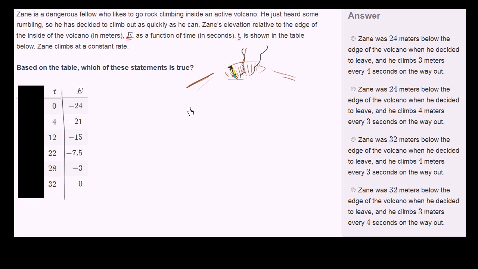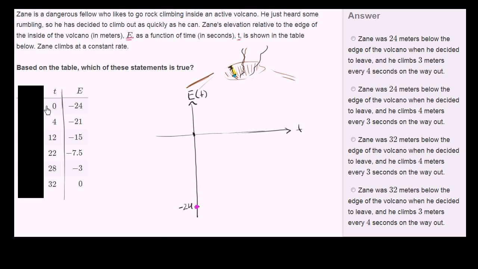And we could even plot this in a graph. So this is his elevation relative to the edge, and it is a function of time. It is negative most of this time, so I'm going to make the t-axis a little bit higher. So it looks something like that. That's our t-axis. And when t is equal to 0, we see that his elevation is negative 24 meters. So this is right here at 0 seconds.